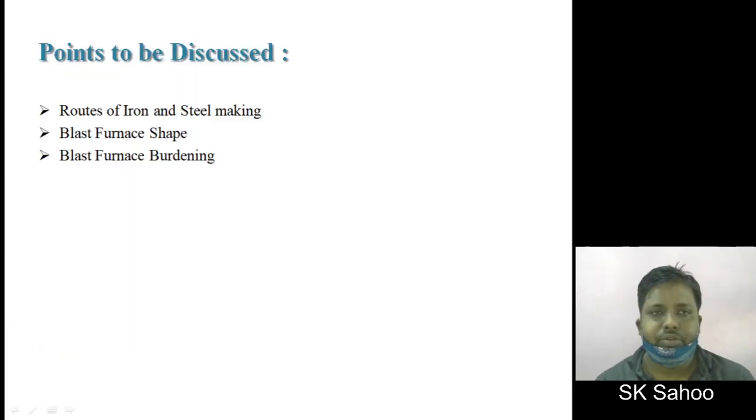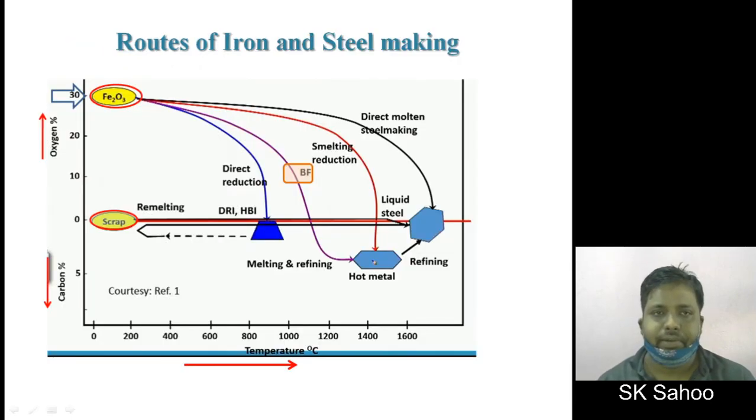In this class, we will discuss various routes of iron and steel making, blast furnace shape, and the peculiar shape of our blast furnace burden. This is, in brief, the various routes of iron and steel making in a phase diagram.